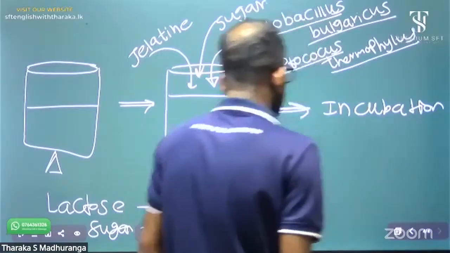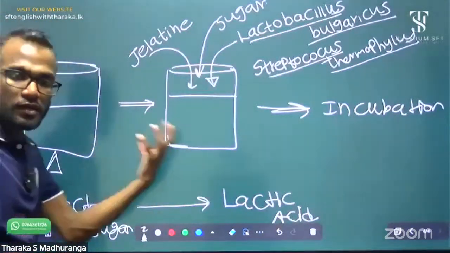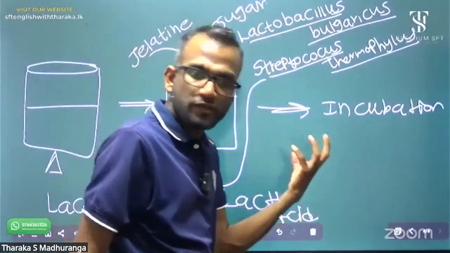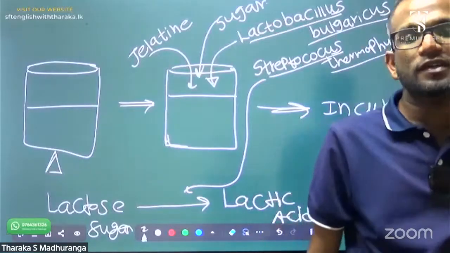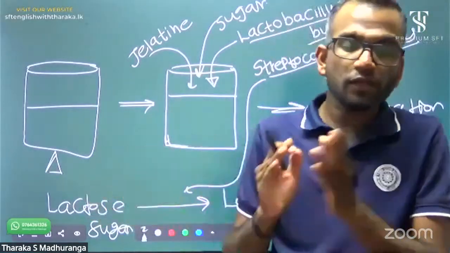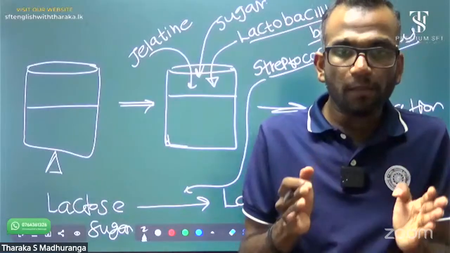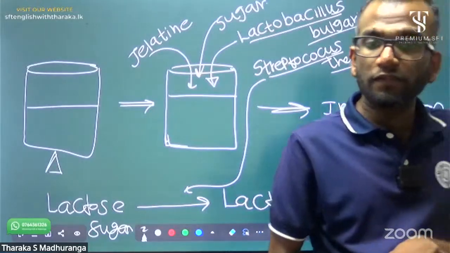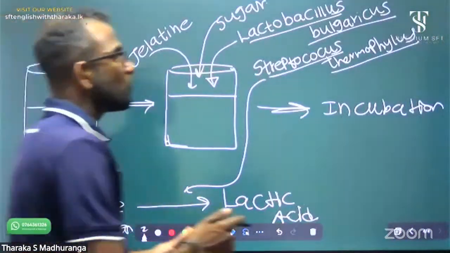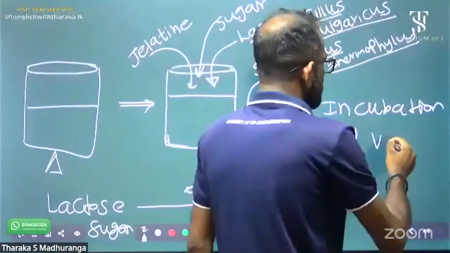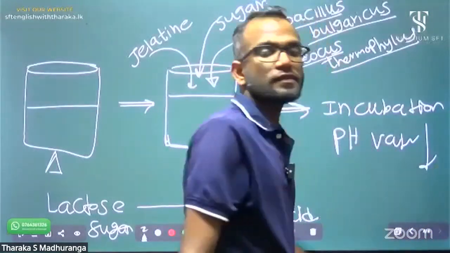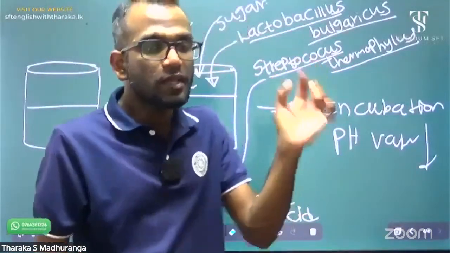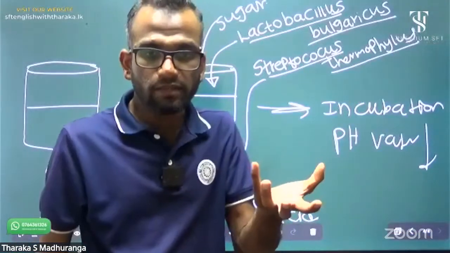Incubation. In the incubation process, what happens? Lactose sugar, the main carbohydrate in milk, is converted to lactic acid by Streptococcus thermophilus and Lactobacillus bulgaricus. Then what happens? The pH value gets very low and it becomes acidic. Now what happens? The caseins denature and the liquid casein converts into coagulation.